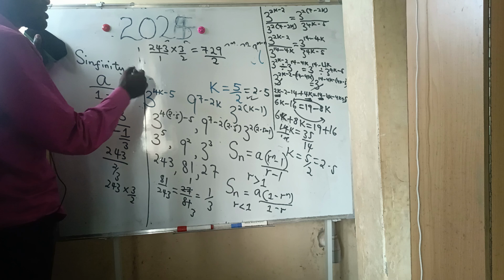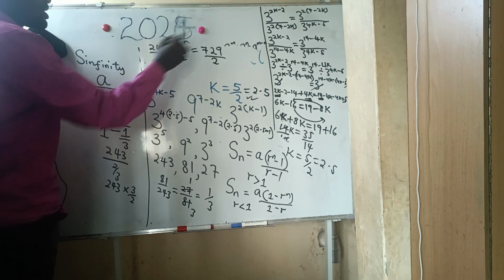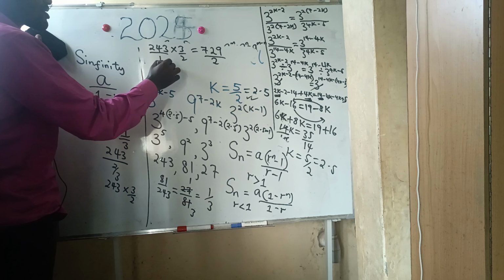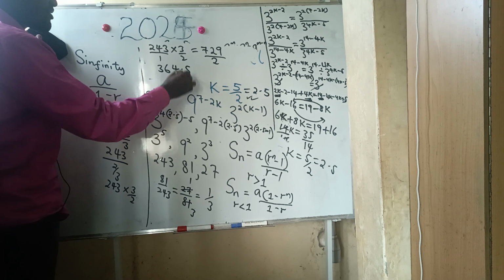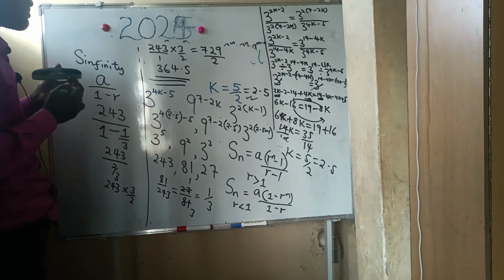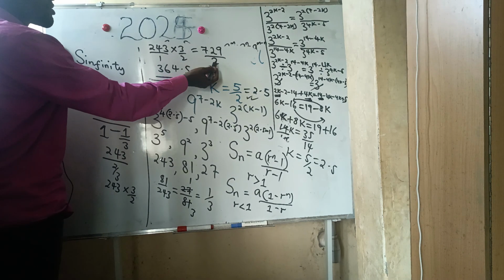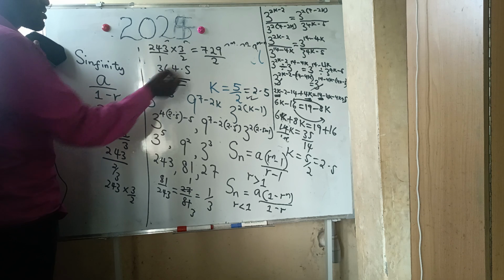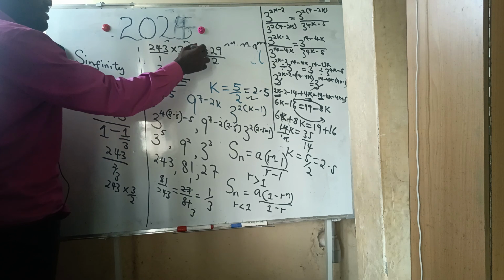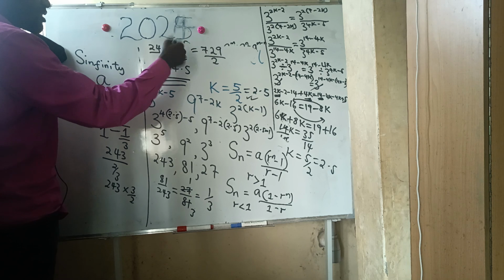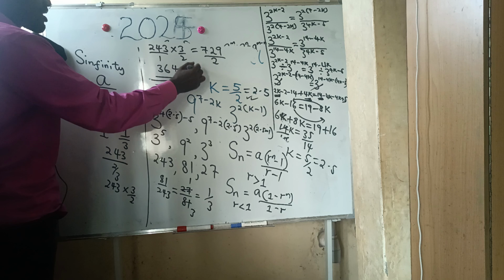And someone can further simplify that and get 364.5. Let me check the division: 729 divided by 2 gives 364 remainder 1, which is 364.5. Okay, this becomes our final answer.